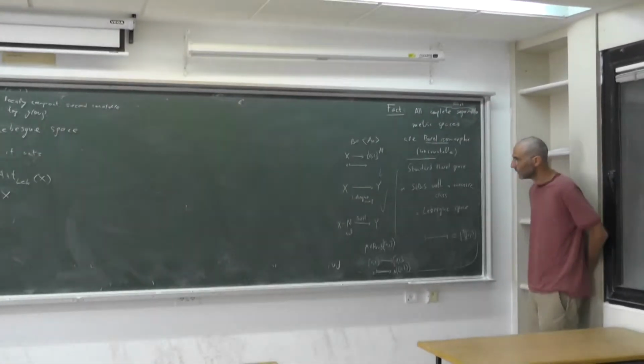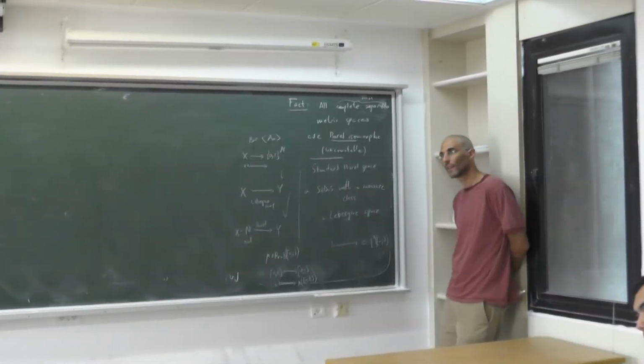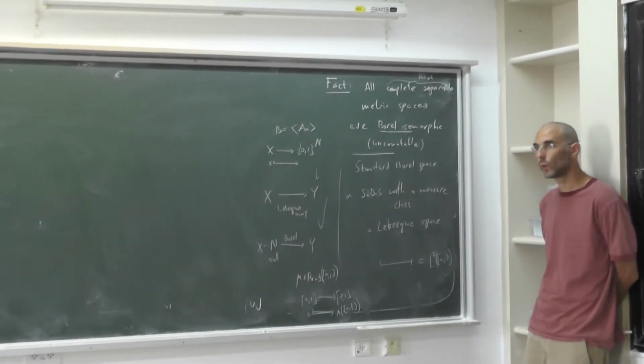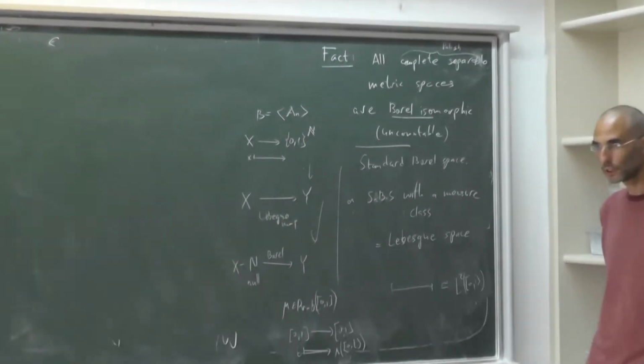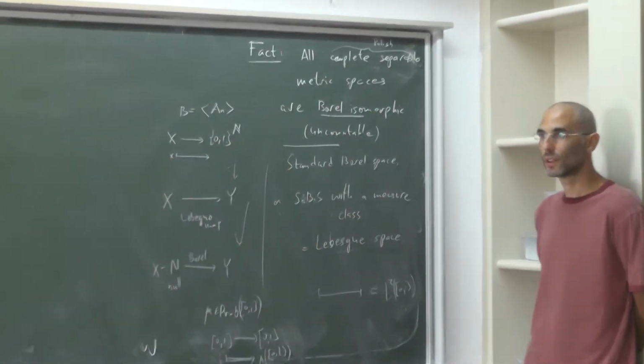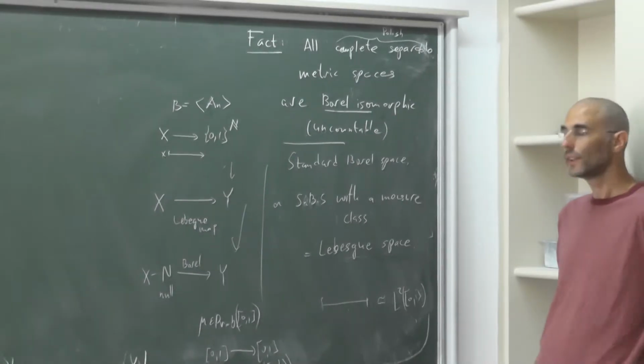Standard Borel space with a measure class. Then you take the completed sigma algebra. Somehow I want you to remember, yes, you do have the completed sigma algebra, but this is not standard Borel. What do you mean, this is not? This is not a standard Borel. No, sorry. Yes, this is not.